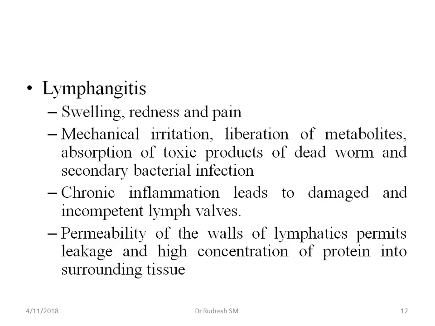The chronic inflammation can lead to damage, and the walls of the lymphatic vessels may become incompetent, so that the one-sided flow of the lymph can become a problem. The damage will also lead to leaking of the lymphatic vessels, and a high concentration of protein can leak into the surrounding tissue, making the tissue edematous.